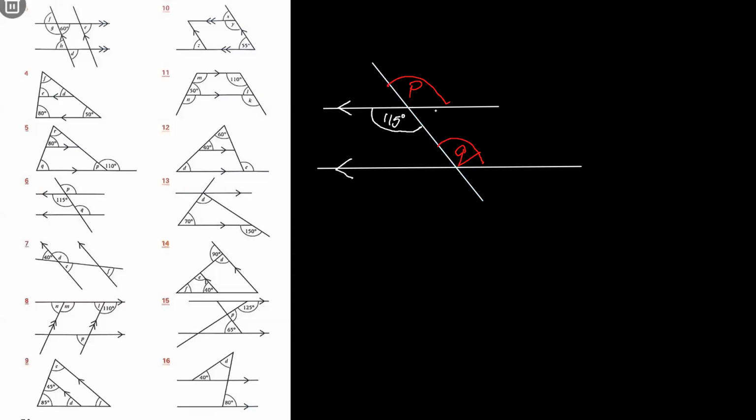So to find P, we're going to write that P is equal to 115, which is vertically opposite. You all agree with that? Anybody don't agree? Teresa, you agree, right? That it's vertically opposite. Yes, sir. All right, cool.